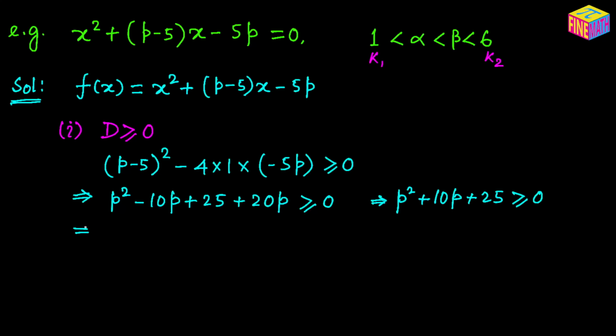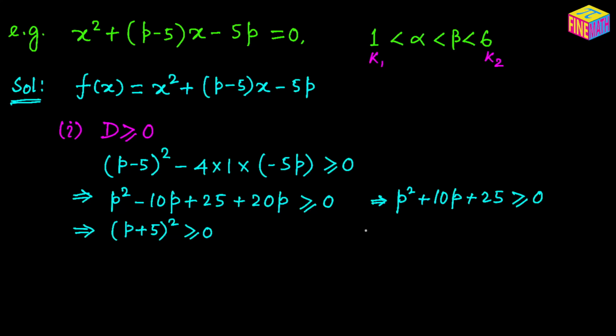And then from here, what can we say? Well, this is actually (p + 5) whole squared. If you think about it, this is now (p + 5) whole squared. So we can write it as (p + 5)² ≥ 0. And from here, we can clearly see that p can be any real number. And even if you use the Wavy curve method, there also you will find that p can be any real number.